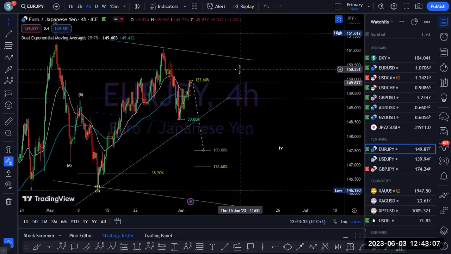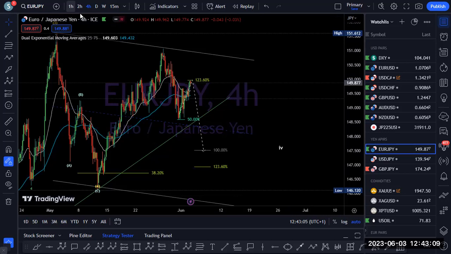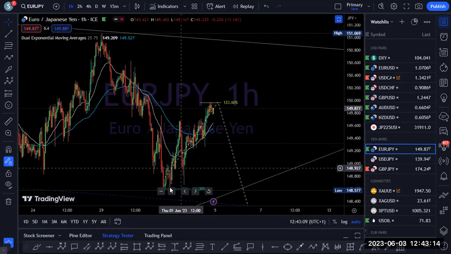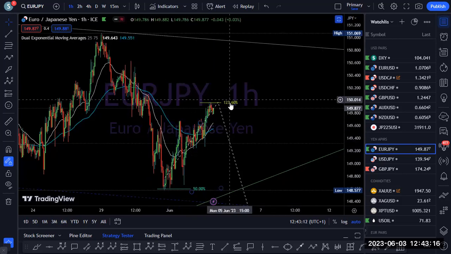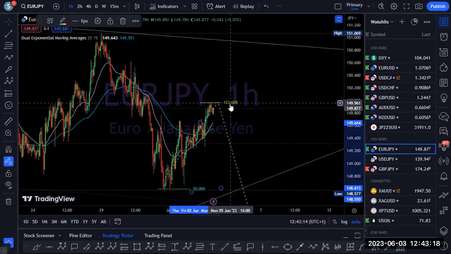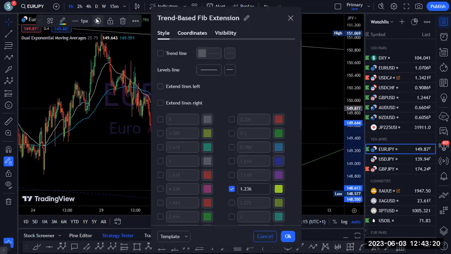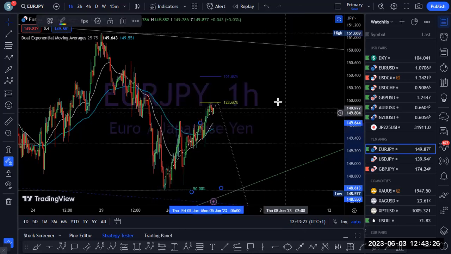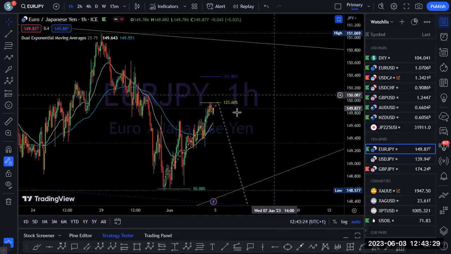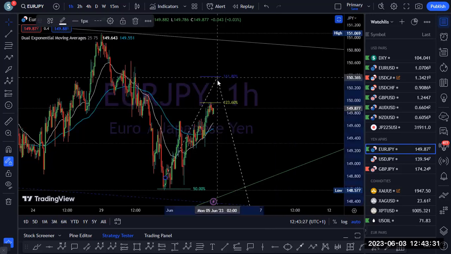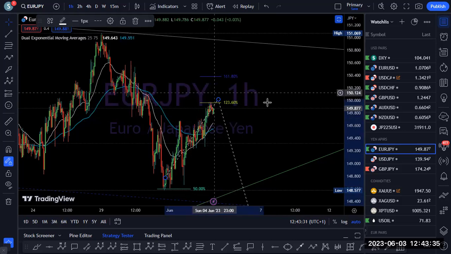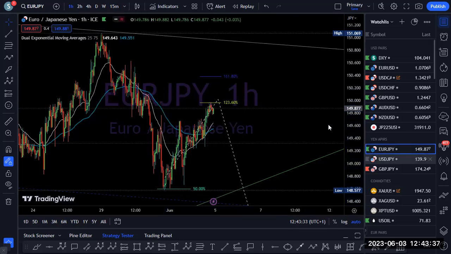But I don't have time to go lower with the 1 hour now. The 1 hour has given us an ABC. The ABC can extend, to the 161 zone, before selling. I'm looking for a sales setup around here. That's what I can tell you on that.